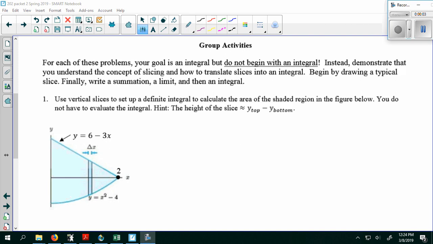Okay, so for each of these problems, your goal is an integral, but you should not begin with an integral. Instead, we're going to demonstrate that we understand the concept of slicing, how to translate slices into an integral. So we're going to start by drawing a typical slice, then we're going to write a summation, a limit, and an integral.